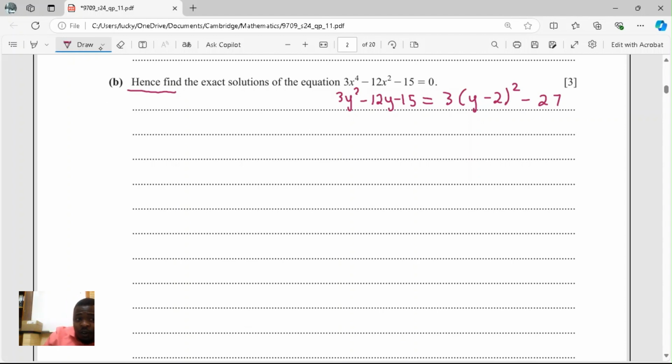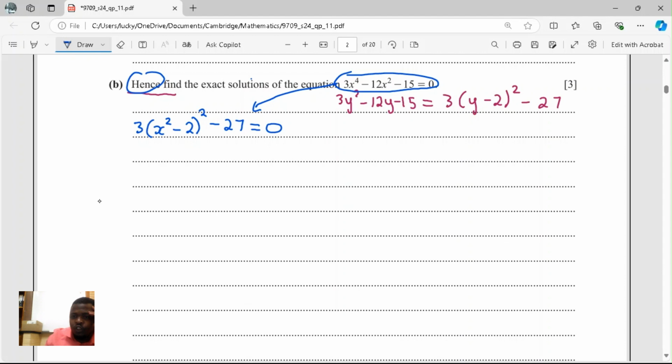So in the same spirit, hence, we can express this one that is given to us as 3 open bracket, instead of y, it will be x squared, because now this was x to the 4 and this was x squared. So this will be x squared minus 2, so it keeps all its constants the way they are, squared, minus 27 equals 0. So this is what that equates to.